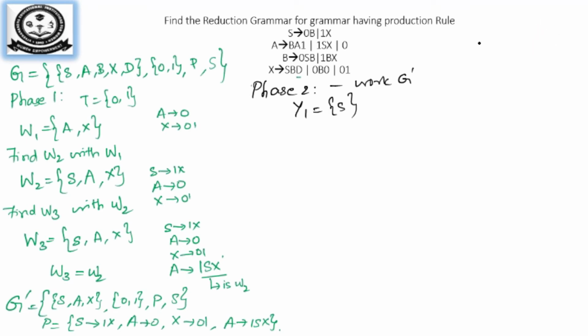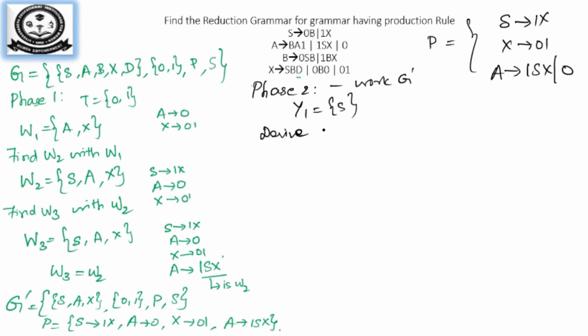Now, what are the production rules for G dash? S tends to 1X, X tends to 0, 1, A tends to 1X or 0. So this is the production rule for G dash. Now, from the starting symbol, what are the non-terminal symbols and terminal symbols that can be derived? We are going to derive non-terminal symbols and terminal symbols from G dash. So Y2 is going to be what we are going to consider.